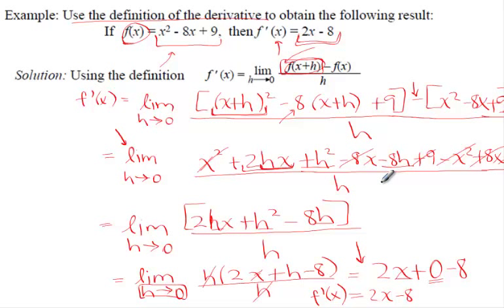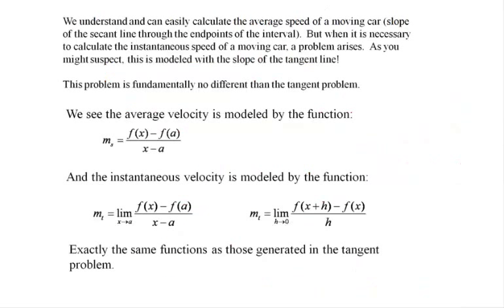So there's an example of using the definition of the derivative analytically, and we need to know how to do that. Remember that our process is to try to factor an h out of the numerator that will cancel with the h in the denominator that's giving us mathematical trouble. So we understand and can easily calculate the average speed of a moving car. It's just the slope of the secant line. It's just rise over run. We get the position of our car at two endpoints over some interval that we're interested in.